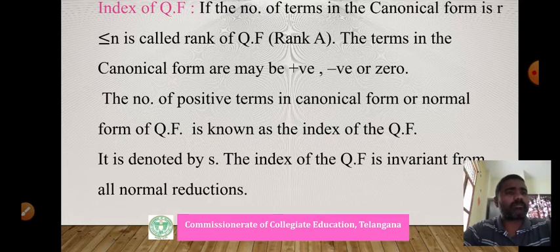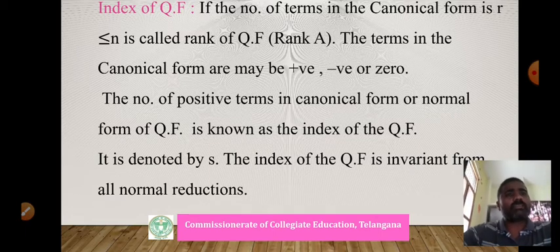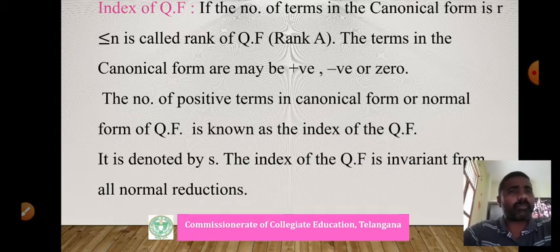Now, in the canonical form, that means lambda 1 y1 square, lambda 2 y2 square and so on, some lambdas are negative, some lambdas are positive, and some lambdas are 0. When some lambdas are 0, the terms are less than n. Among the remaining non-zero terms, some are positive and some are negative. Considering all these, we can define the index of the quadratic form.